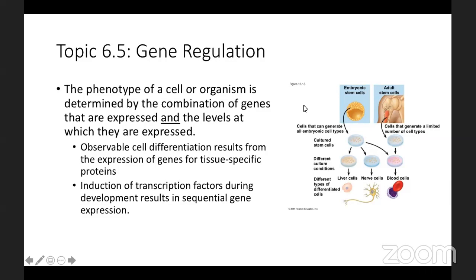So the basic idea here is that not all cells are going to need to express every single protein that your genome is capable of expressing. They're going to be expressing different genes based on what their function is in the body, right? And so gene regulation is observable just through diversity, right? Through diversity of cells, but also through diversity of different organisms.